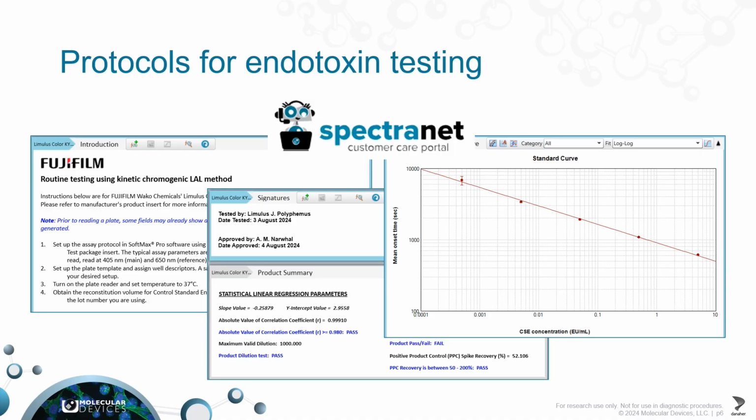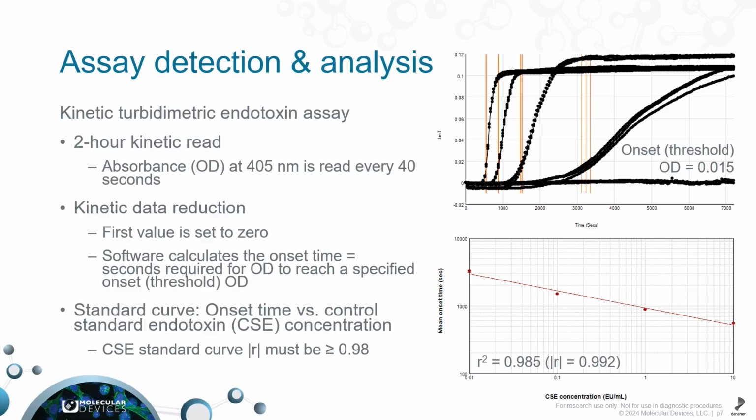It's a 2-hour kinetic read with absorbance reads taken at 405 nanometers every 40 seconds for the duration of the read. This adds up to about 181 data points, giving us plenty of resolution to make accurate calculations from the data.